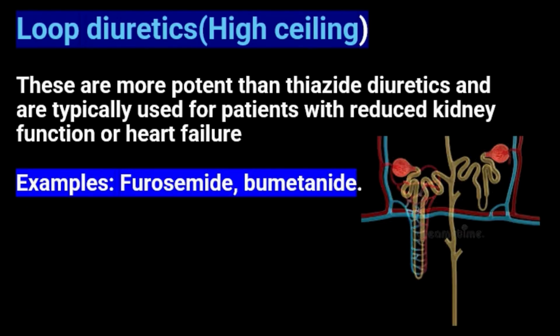Next type is loop diuretics or high ceiling. Loop diuretics are also known as high ceiling because of their clinical peculiarities. These are more potent than thiazide diuretics and are typically used for patients with reduced kidney function or heart failure. Examples are furosemide or Lasix, which is one of the most commonly used medicines, and bumetanide. These all are the examples of loop diuretics.